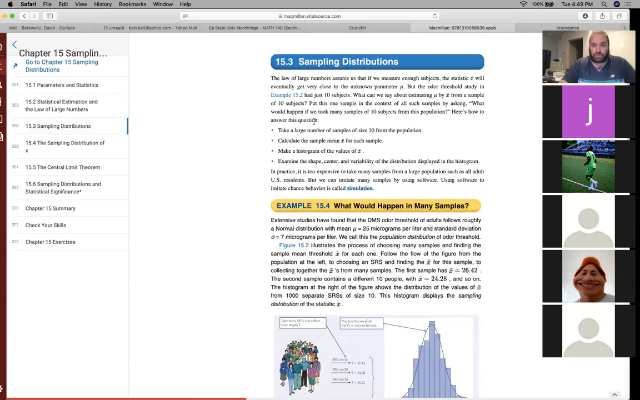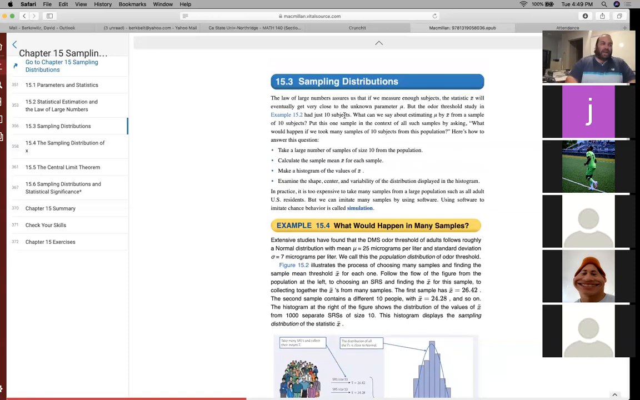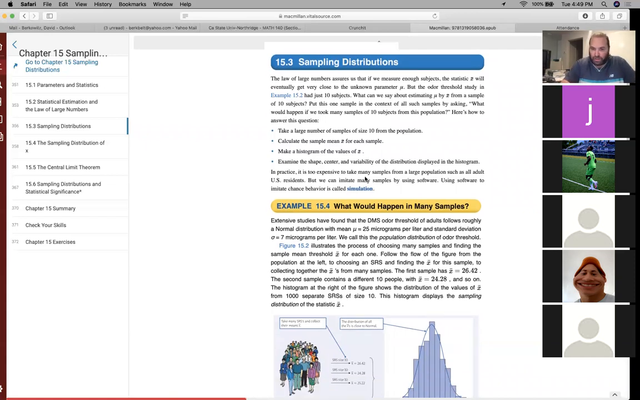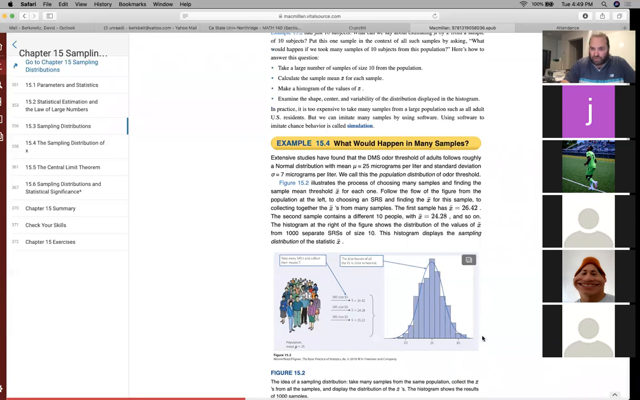So, section 3. Sampling distributions. Now, sampling distributions is where we begin doing math. Okay? Remember what a distribution is, right? A distribution is a curve that we draw to represent the possible values that something can take. So here we have this distribution, this density curve.